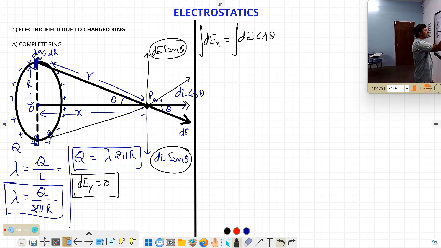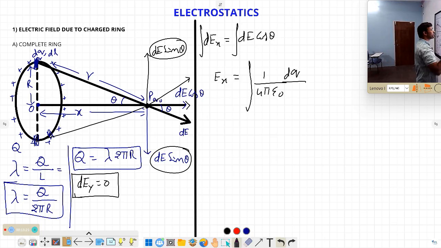So Ex equals the integral of dEx. What is dE? dE is the electric field, which is 1 by 4 pi epsilon naught, times the charge of the elementary portion dq, divided by the distance squared, r square, into cos theta.